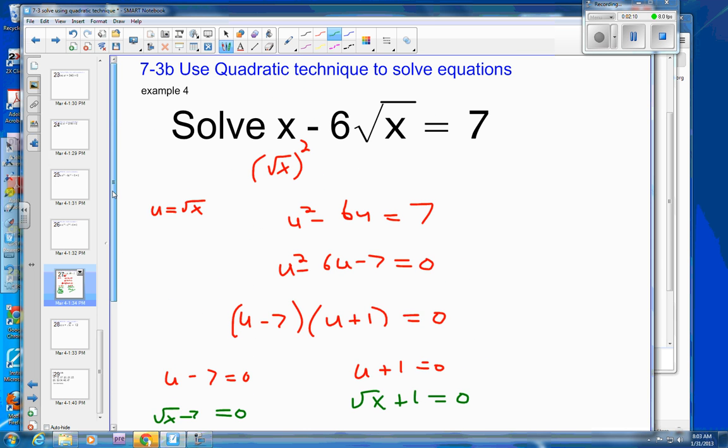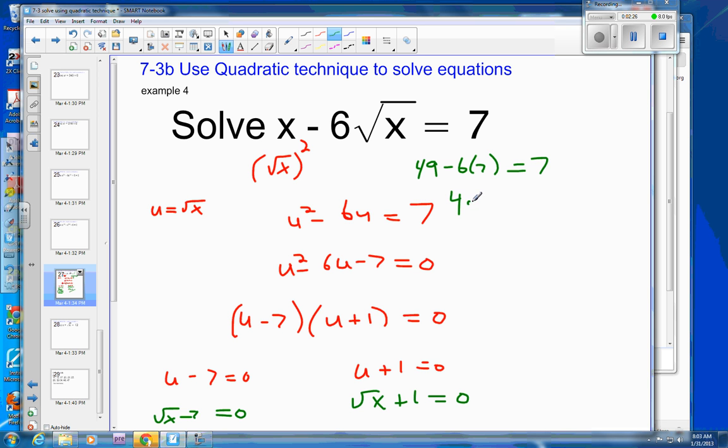So we're going to go back up. And notice this is to the first power, so we really only should have one solution. So this is going to be 49 minus 6 times the square root of 49, which is 7. And we want to know if that's equal to 7.